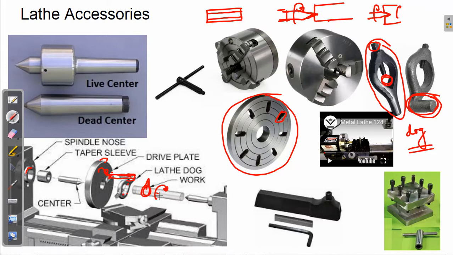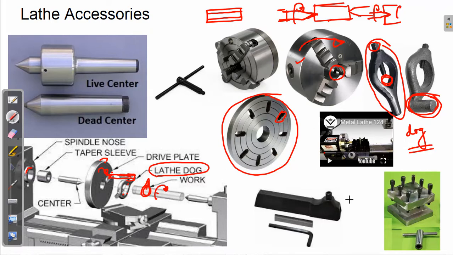This technique is used when you want to turn between two centers. But if you use the chuck, then definitely the chuck is holding the job, and when the power is coming to the chuck, that is rotating the job. Very simple to understand. But if you try to hold the job between two centers, then definitely you have to use the lathe dog. You have to use the lathe dog. So the lathe dog is an accessory.